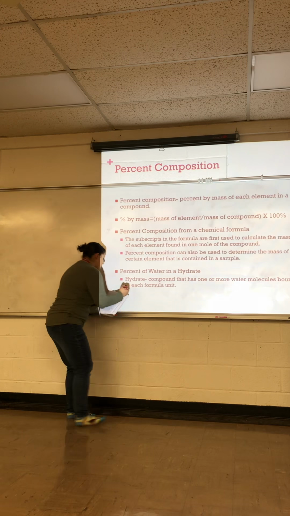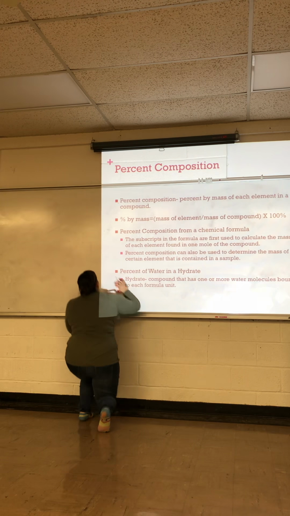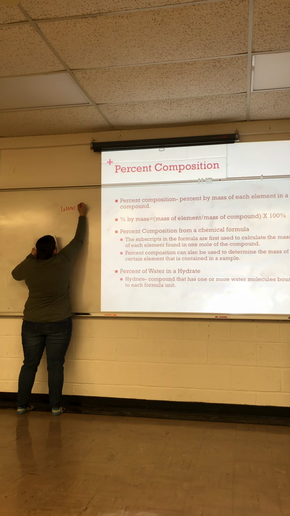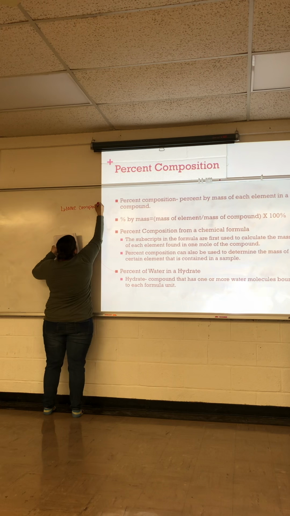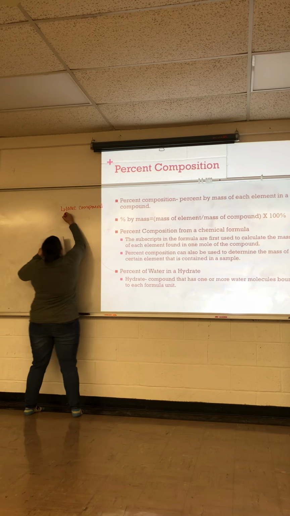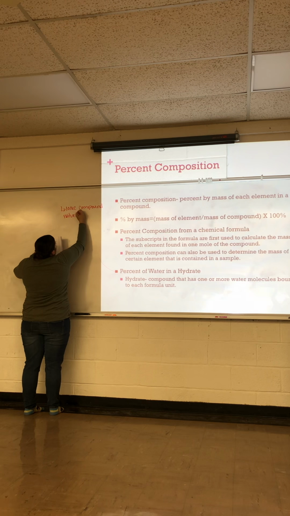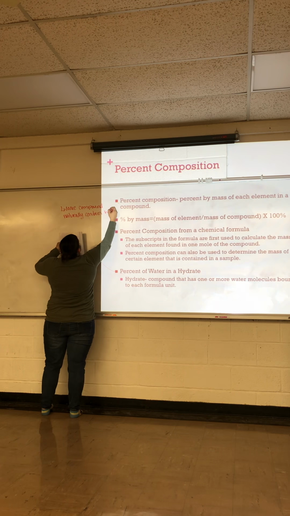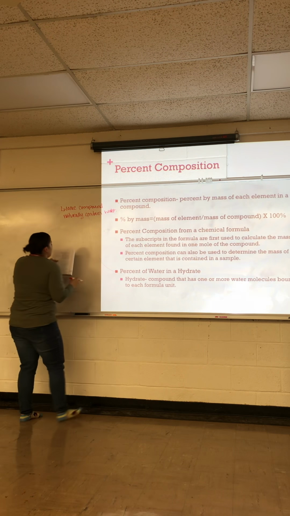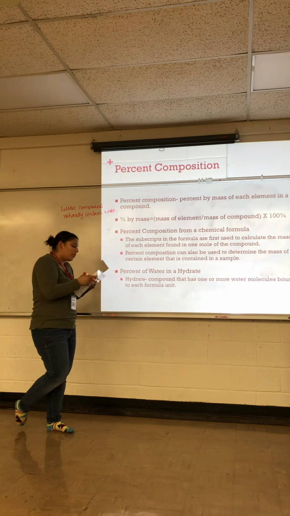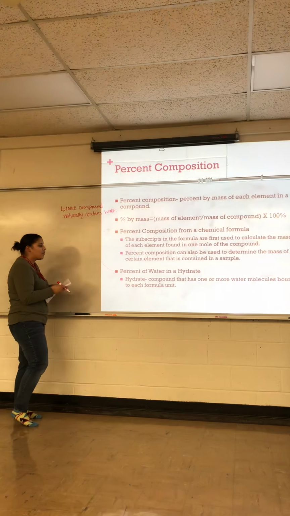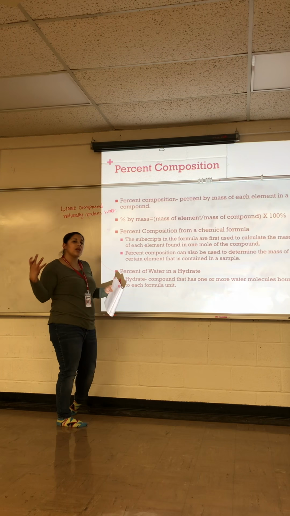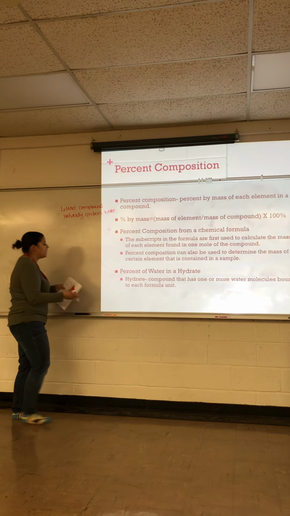So an ionic compound, I'm going to write some notes over here for this. An ionic compound naturally contains water, and we call this a hydrate. And you already have the definition for a hydrate. It means that it's a compound that has one or more molecules bound to each formula unit. So for every one formula unit you have some amount of water, and that's a hydrate.